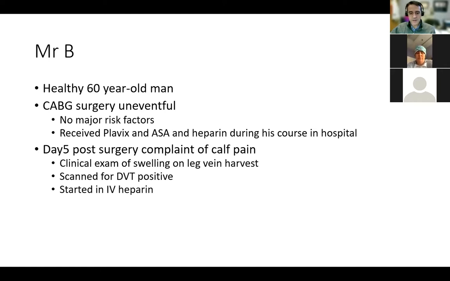She's concerned. It was a vein harvest side scan for DVT, and it was found to be positive, and he was appropriately started on IV heparin. So a great catch from a clinical point of view from our team and our nurse associates to really treat this patient appropriately.